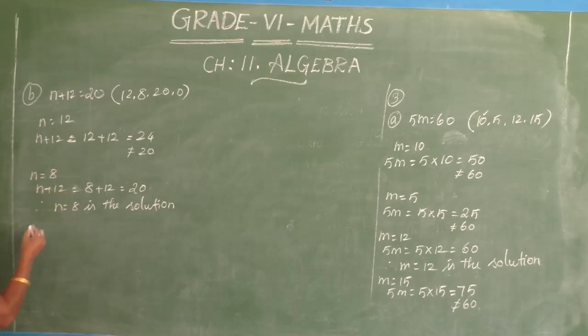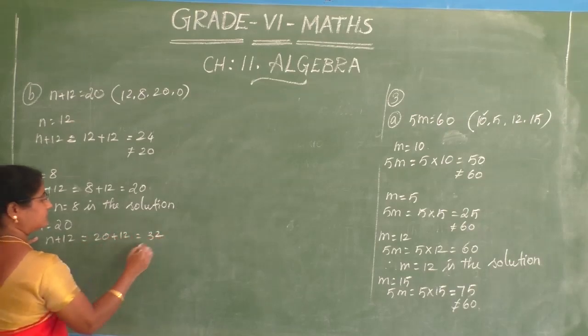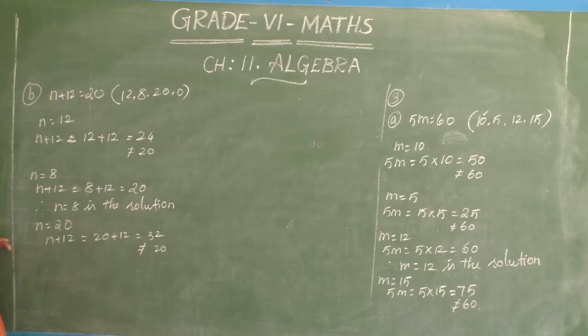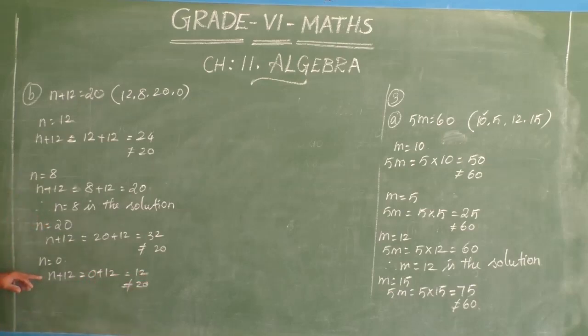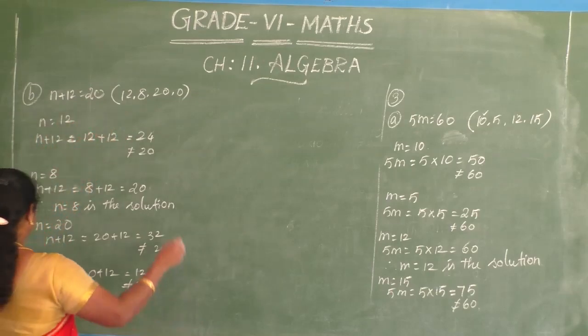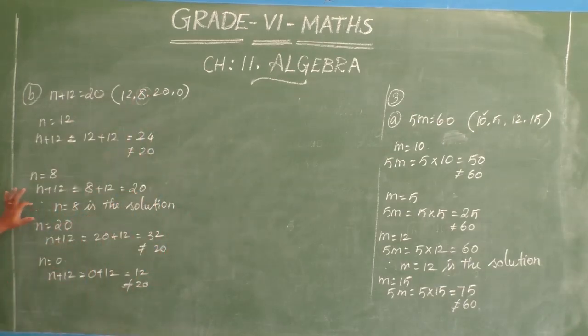Okay, next go to 20. n equal to 20. So n plus 12 equal to 20 plus 12 equal to 32. This is not equal to 20. Next 0. n equal to 0. n plus 12 equal to 0 plus 12 equal to 12. This is also not equal to 20. So in this equation, n equal to 8 is the solution. The remaining numbers are not a solution of n for this equation. Clear?